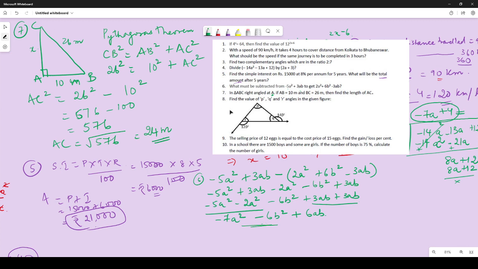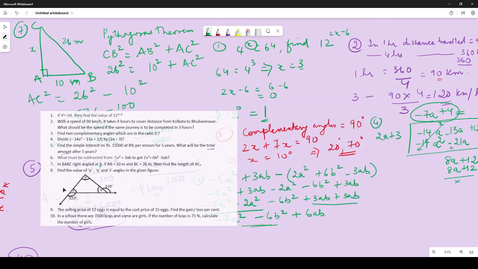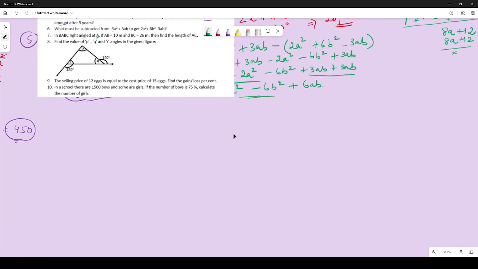Now let us look at the next question. So here is the next question. Find the value of P, Q and R in the angles given below. Now over here I will do it here itself. So Q you can find out straight up.